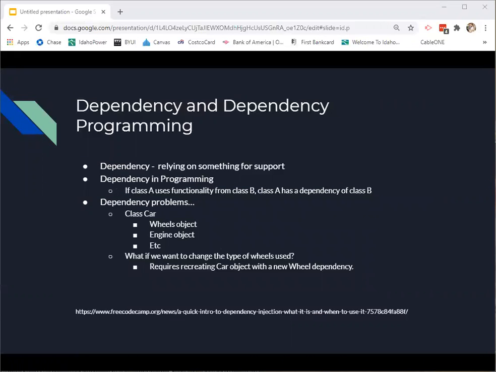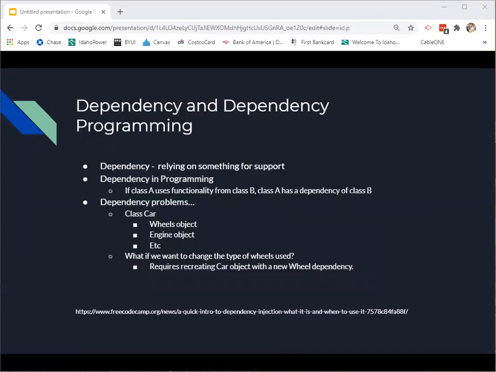To better understand dependency injection, we need to understand what a dependency is. In broad terms, a dependency indicates relying on something else for support. An example of a dependency in programming would be if a class, class A, uses functionality from another class, class B. Then class A has a dependency of class B. A problem with using dependencies like so is illustrated in the following example.